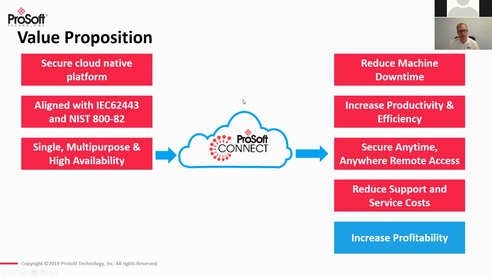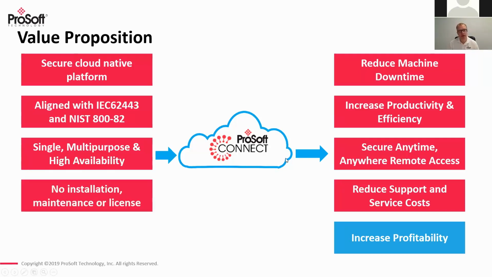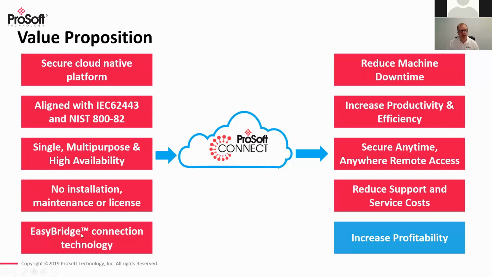It's highly available. We're using Amazon Web Services. And as I mentioned before, there's no installation, maintenance, or licenses required because there's no software to install, so there's no need to update your system for vulnerabilities, that sort of thing. And it uses a layer 2 VPN connection, which we are calling EasyBridge, which enables you to basically use all your discovery services from your system, such as Unity Pro or RSLogix or TIA Portal, to actually go out and discover what's on the network.